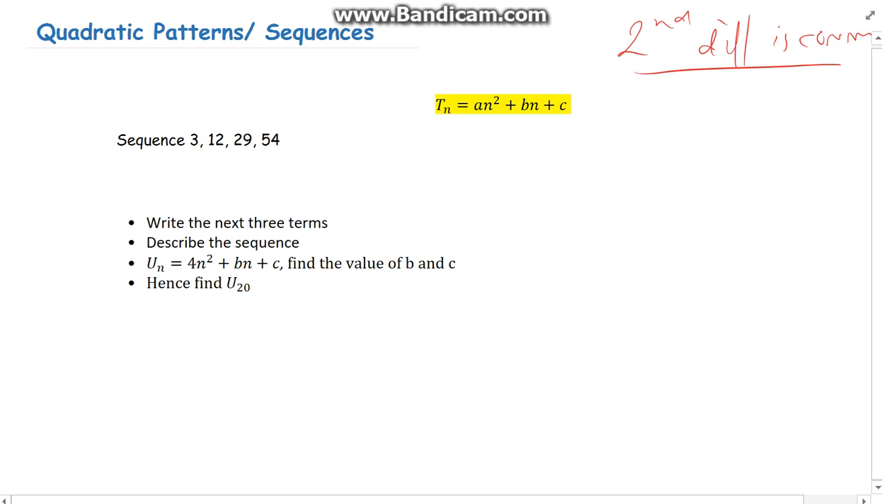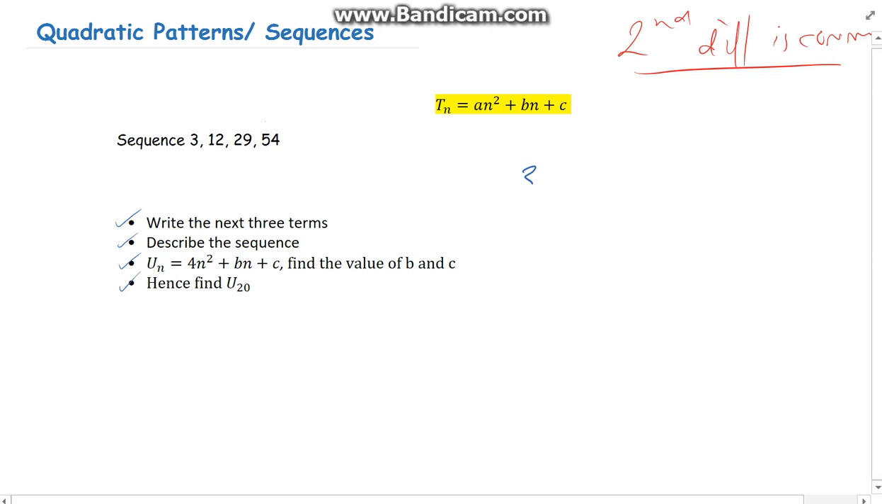The 4 questions I'm going to complete in this video are writing the next 3 terms, describing the sequence, finding the values of B and C, and hence finding another value. The first thing we have to do, when we're given a sequence, is figure out if it's linear or if it's quadratic.